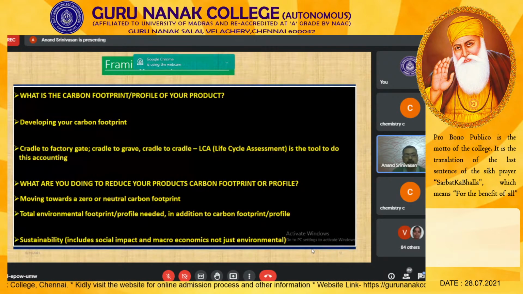Any process you are doing, you have to calculate the carbon footprint. From the process, you get a product. So the product also, when it is being used, what is the amount of carbon dioxide or carbon footprint which is coming from this product is to be noted down properly. And sustainability. When you talk about sustainability, only when you do all these things does sustainability become possible. That includes social impact and macroeconomics, and not just environmental as well.